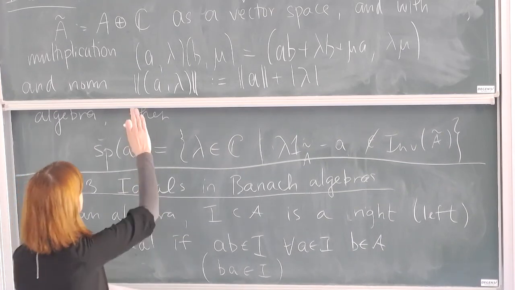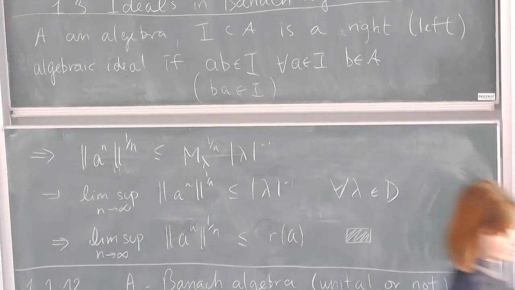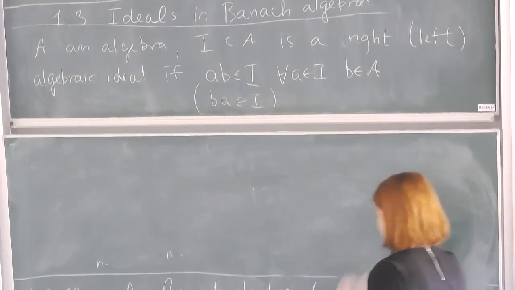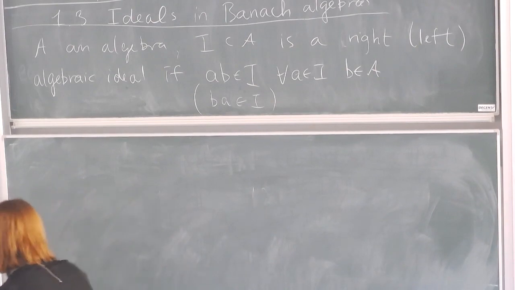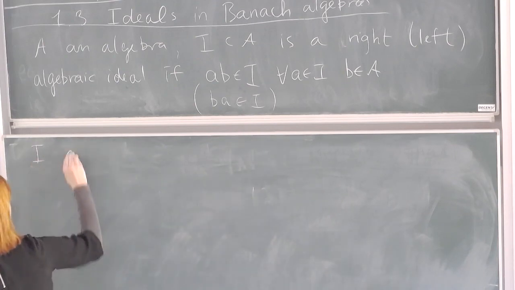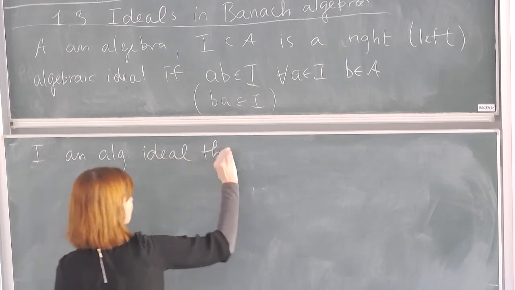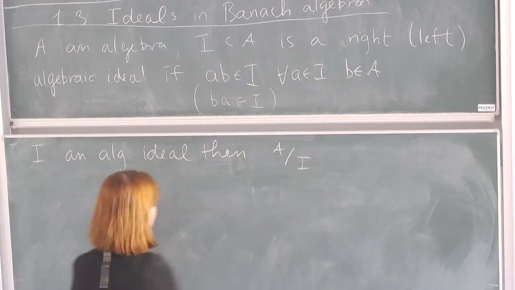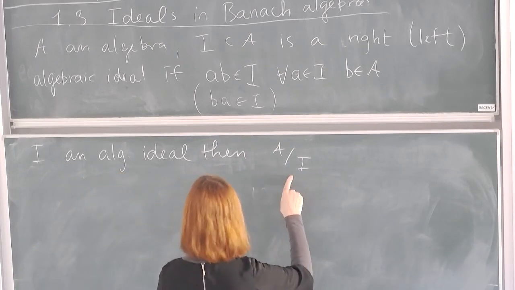And you can see that when we have a two-sided ideal, just an algebraic ideal, then we can take a quotient and we get an algebra. So we would like the analogous thing in Banach algebras, and this is with respect to the usual obvious multiplication and addition.